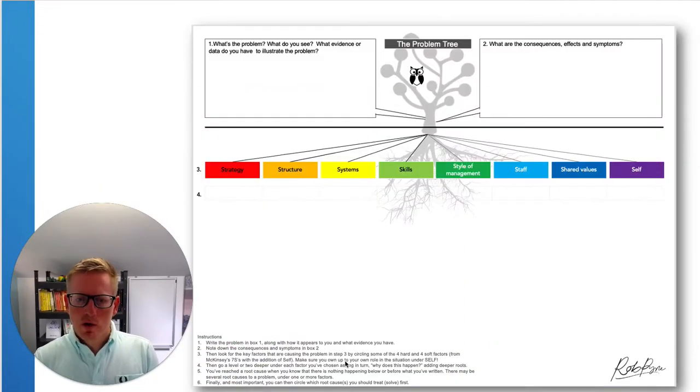Hi, I'm Rob Pine and I want to share with you a tool that I've learned to make better decisions. Here it is. Let me show you. It's called the problem tree.